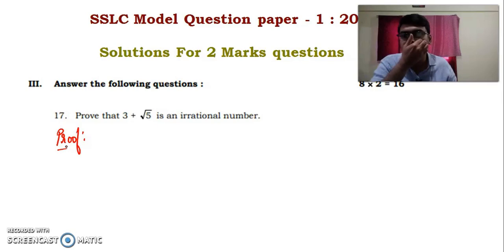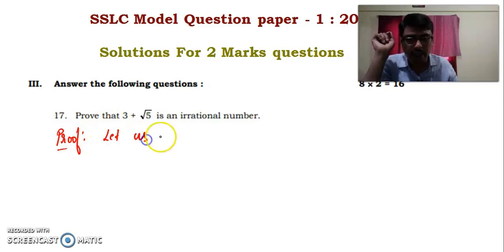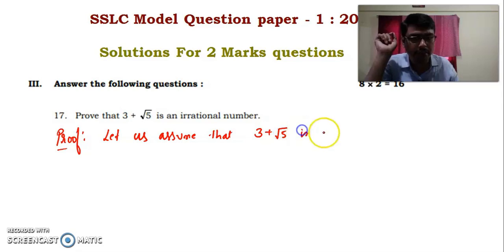We all know we will use the contradiction method to prove this. So let us assume the contradictory statement, that is, 3 plus root 5 is a rational number.